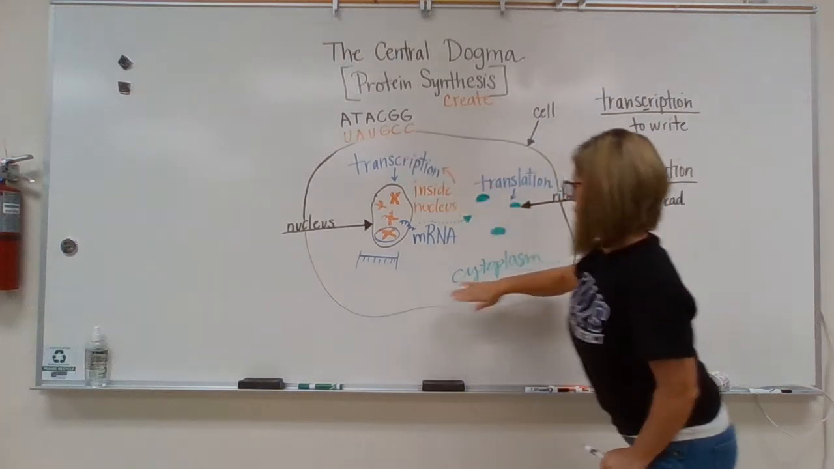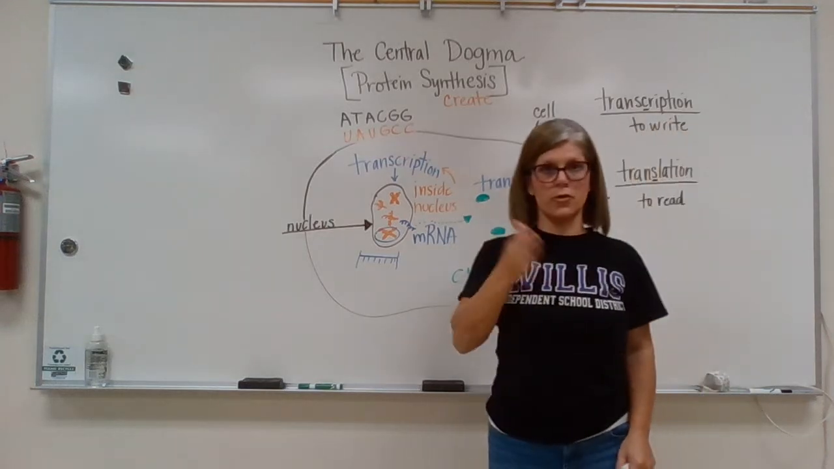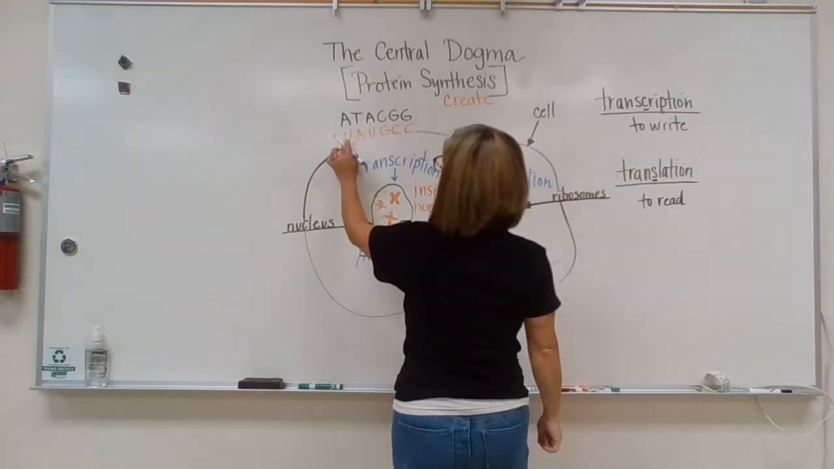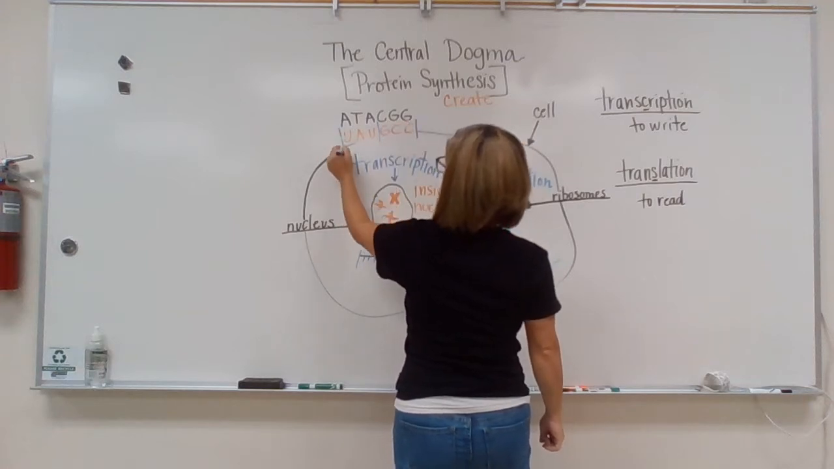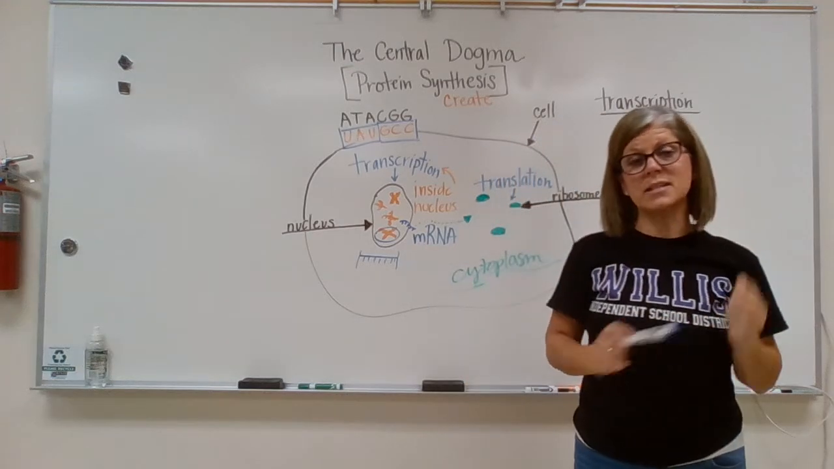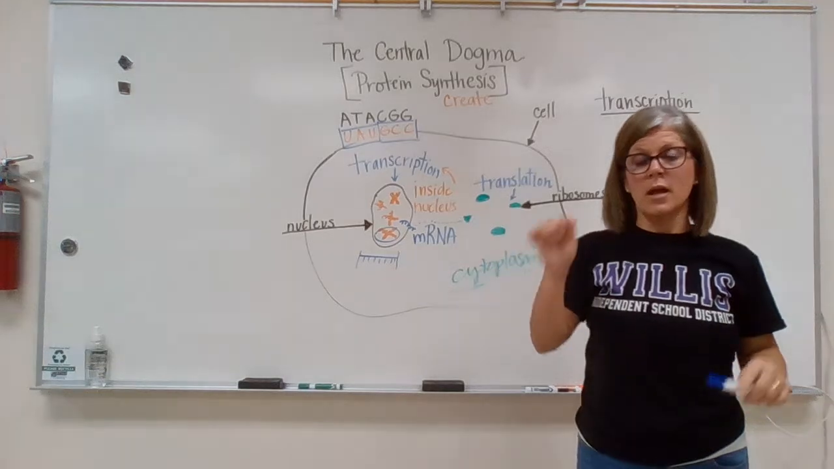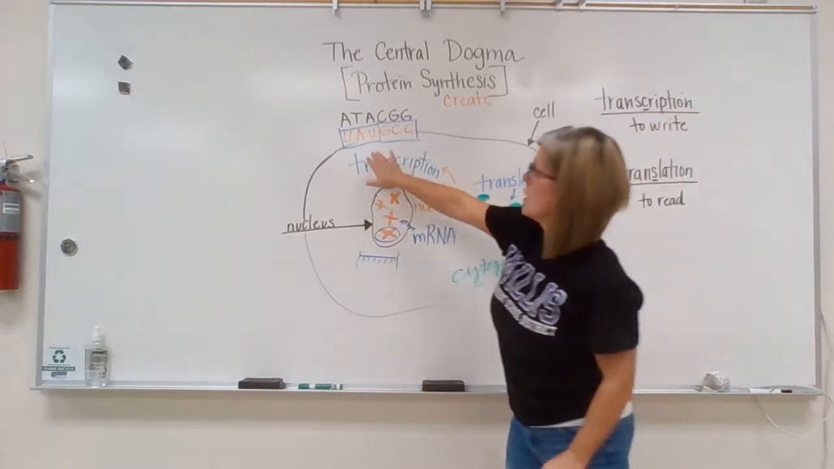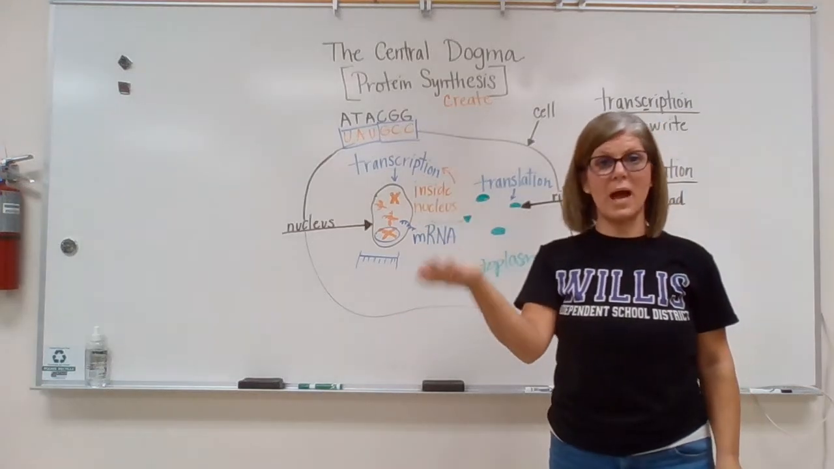When this gets brought here, your ribosomes read it in sets of 3. 1, 2, 3, 1, 2, 3. And so it reads it in these little groupings, 3 bases at a time. This is actually called a codon. And so those codons can be read and can then be converted into an amino acid.